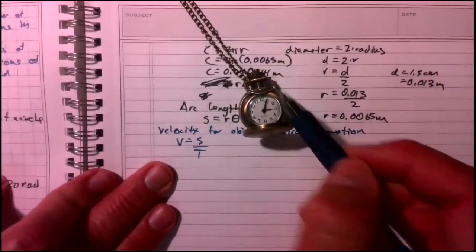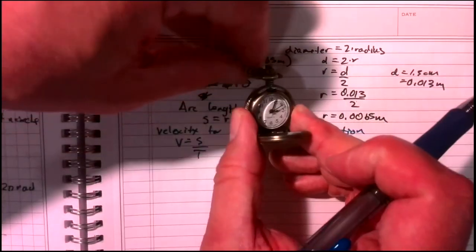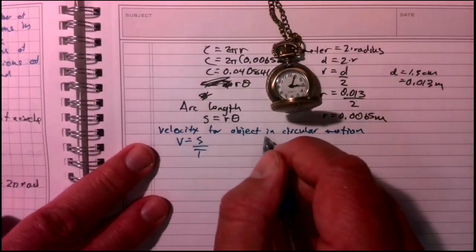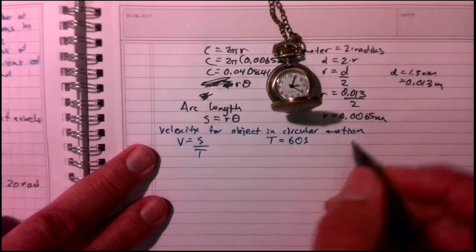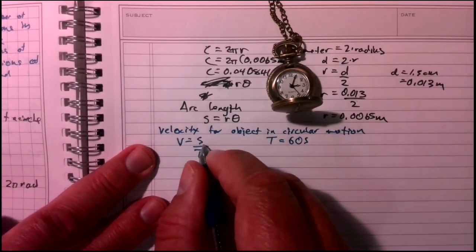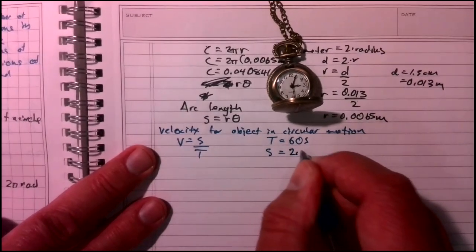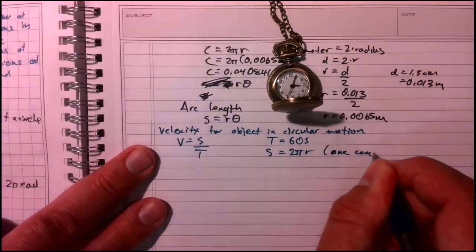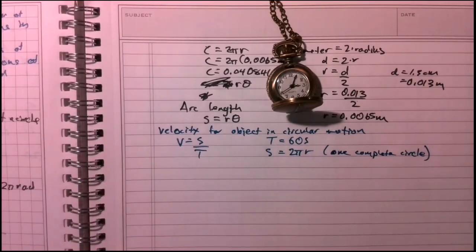And we know what the period is, right? Our period is how long does it take the hand to move around our watch? Well, that's 60 seconds. So here's what we know. The period equals 60 seconds because it's 1 minute. And the distance that it traveled, S, the arc length, in this case is 2 pi r, and that is one complete circle.